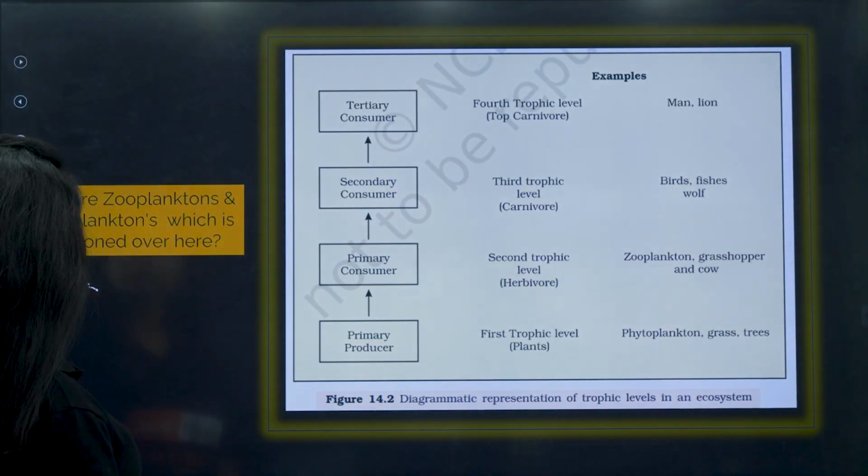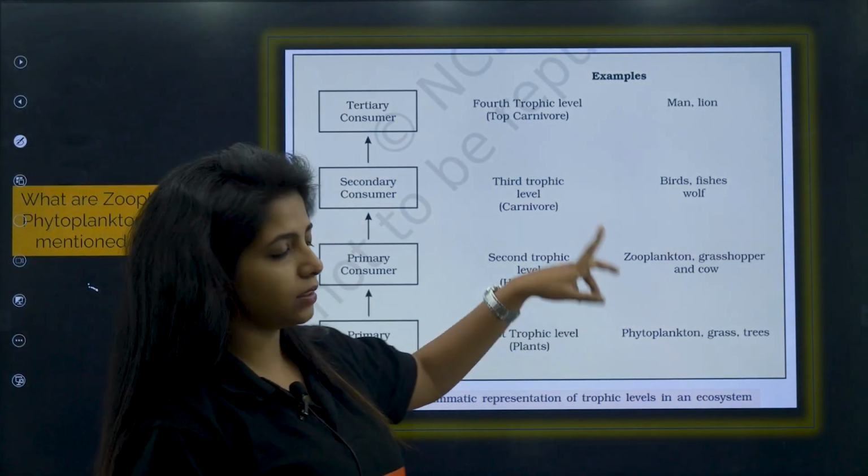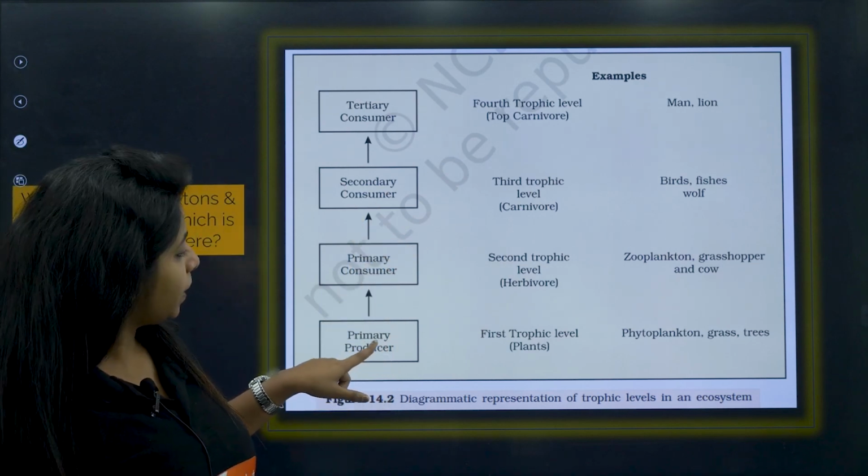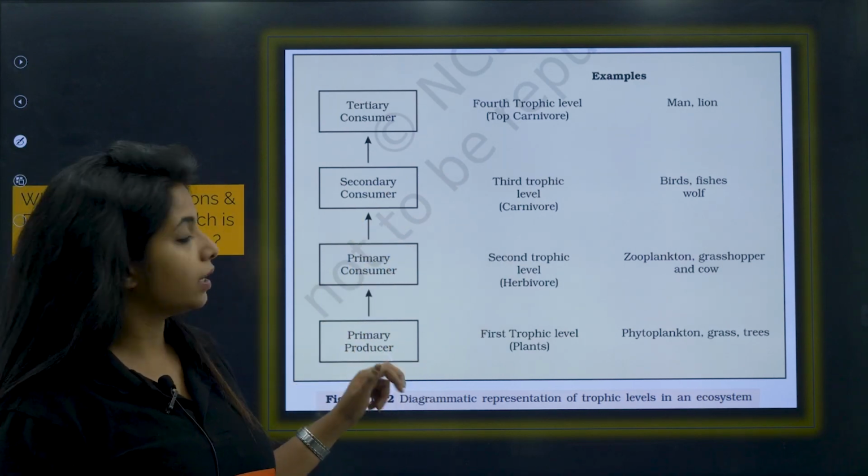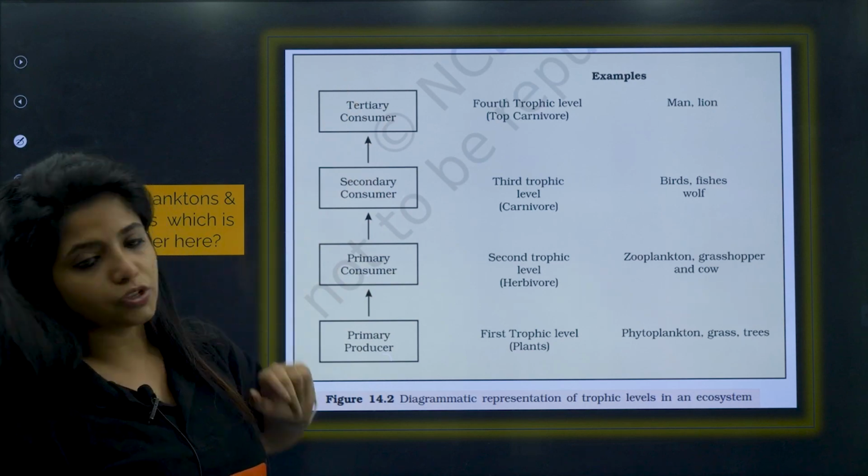Okay, now inside your textbook there is something like this, if you have noticed. So a primary producer is there. Basically, a producer is there. Then a primary consumer, secondary consumer, and tertiary consumer are there.